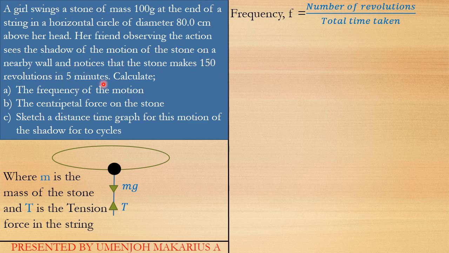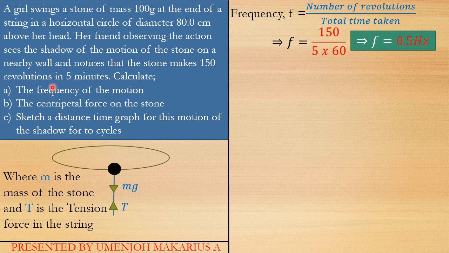Then the time taken to make this number of revolutions is 5 minutes. So we have to convert that 5 minutes to seconds, knowing that 1 minute is equal to 60 seconds. Therefore 5 minutes is equivalent to 5 times 60. Great. So we insert everything. The number of revolutions is 150, like the question has given us. Then the time taken is 5 times 60 seconds. If we punch it into the calculator, we will see an answer of 0.5 hertz. So the frequency is 0.5 hertz. Hertz is the unit of frequency, or you can write it as 0.5 revolutions per second. It's still accepted. So this is the frequency of the motion.